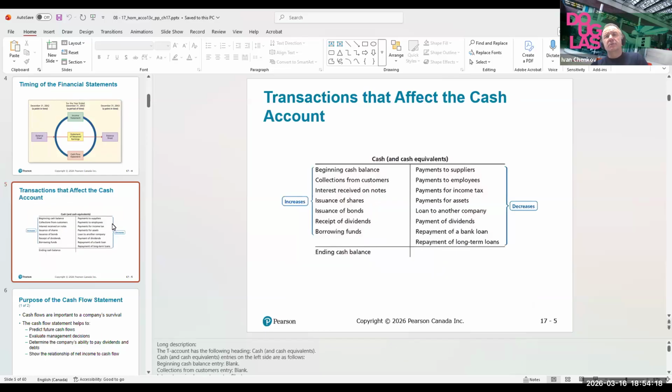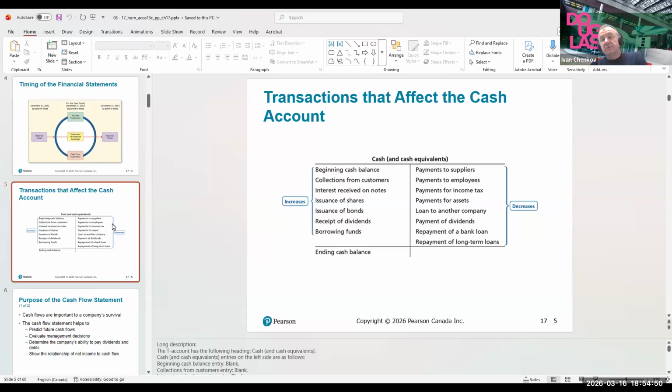Analysis of the cash account is going to show us where the cash is coming from, or what gives the increase in cash. Everything that we receive as cash gives an increase in the cash. Again, beginning balance. Then collections from the customers affect our cash. Interest, which we receive as cash on the notes receivable, gives us an increase in cash. If we issue shares, investors give us cash. That's going to increase the cash.